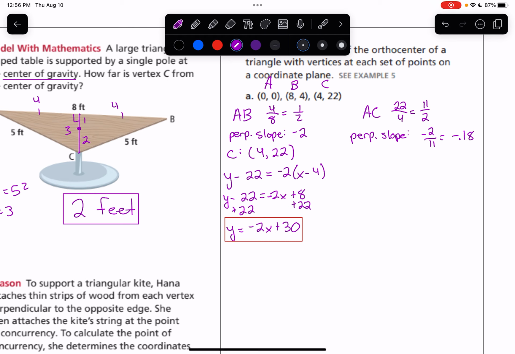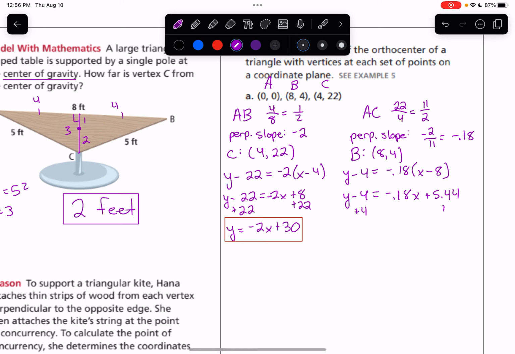Okay, so then I need to find my other point, right? I'm finding the altitude to AC. The altitude that hits AC will come from point B, the other point, which is 8, 4. So then I've got to find the equation using point slope form. So y minus 4 equals negative 0.18 parentheses x minus 8. That's going to give me y minus 4 equals negative 0.18x plus 5.45. Kind of 5.44. We'll go either way. Doesn't really matter. It's really close.